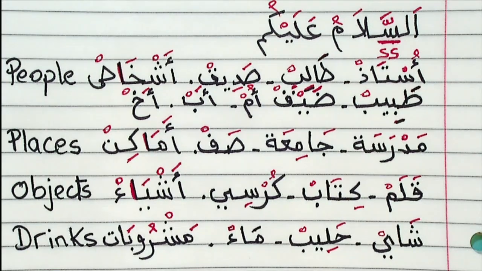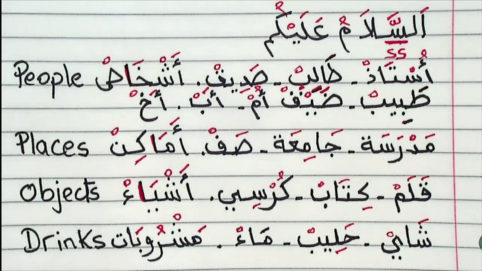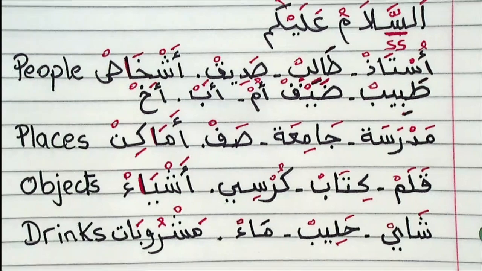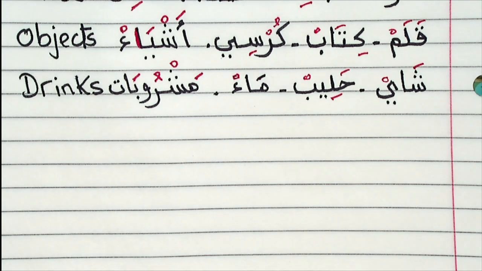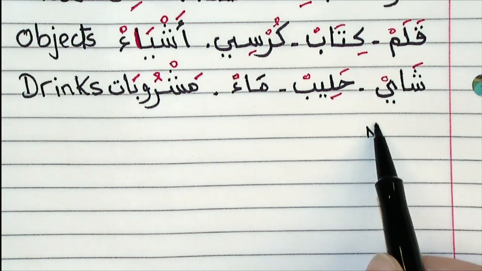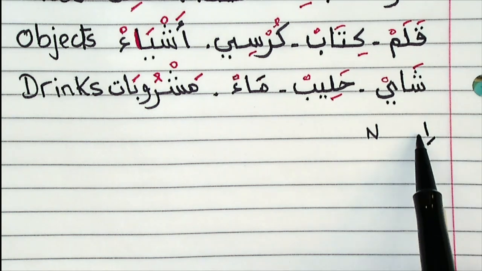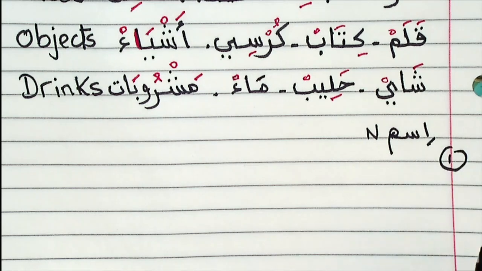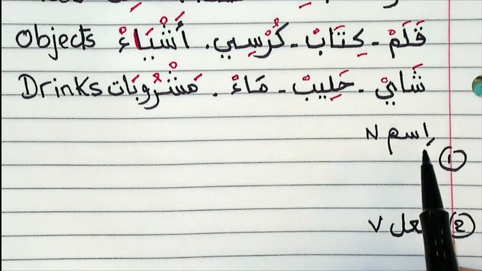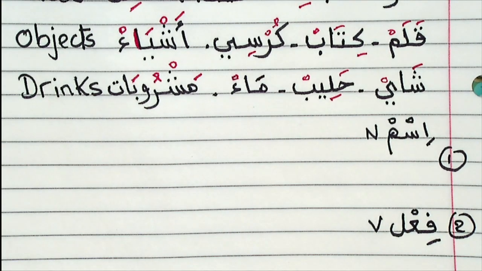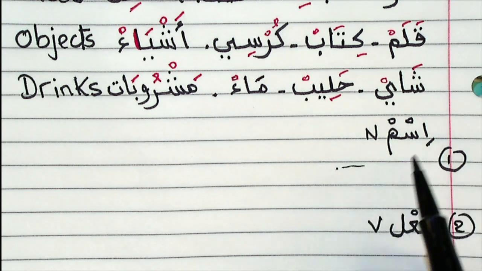So why are we learning all these words just like that, sitting on their own? We need to know how to place them in a sentence. As we learned before, nouns always take place at the beginning. So when we write a sentence, we start with ism, or we start with a verb, which is fi'l. Since we're only learning the nouns right now and we're not doing the verb conjugation yet, we will start writing sentences that begin with nouns.